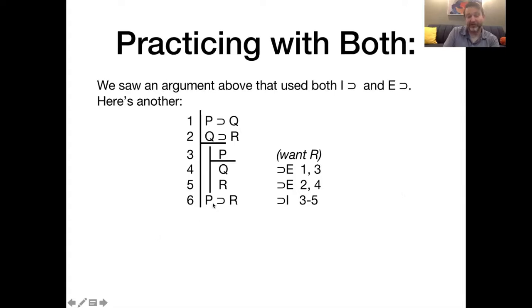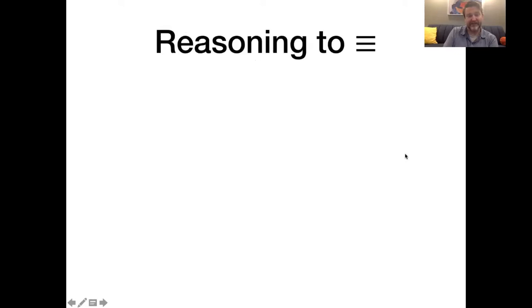And so now we've shown that if P were true, then R would follow. So what we've shown is, in fact, a conditional, and we're in a position to assert that now via conditional introduction. And again, we cite the whole subproof, steps 3 through 5.